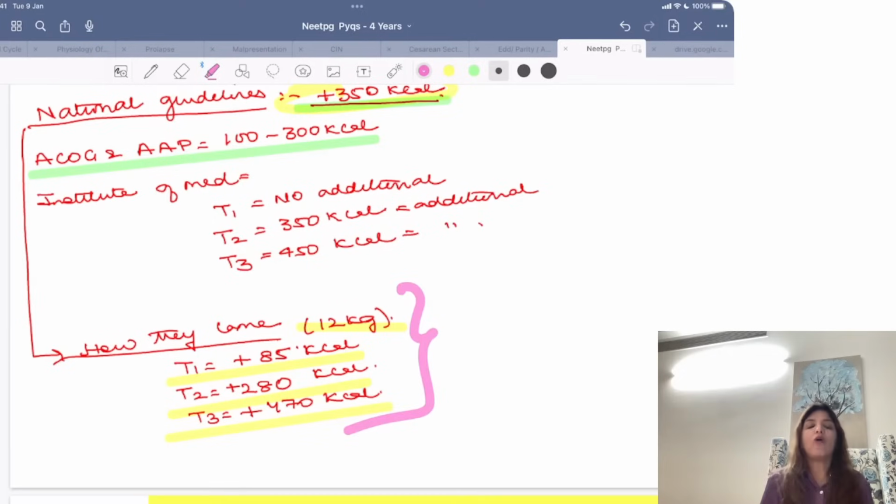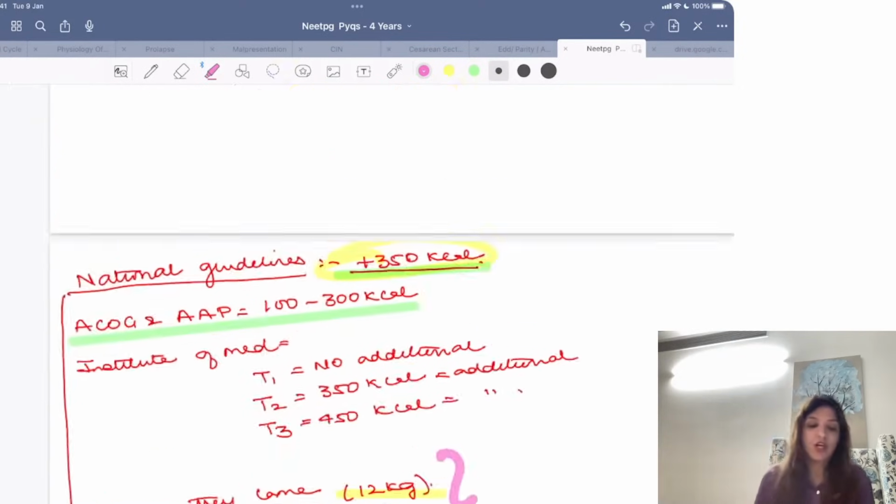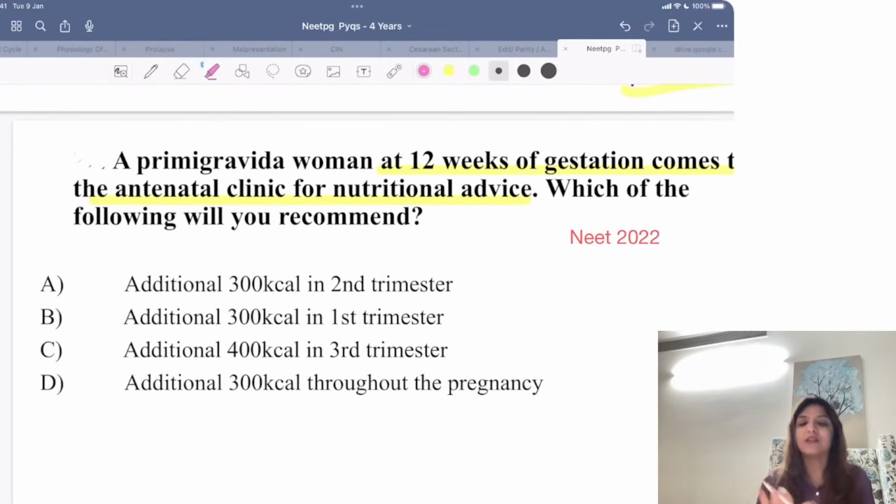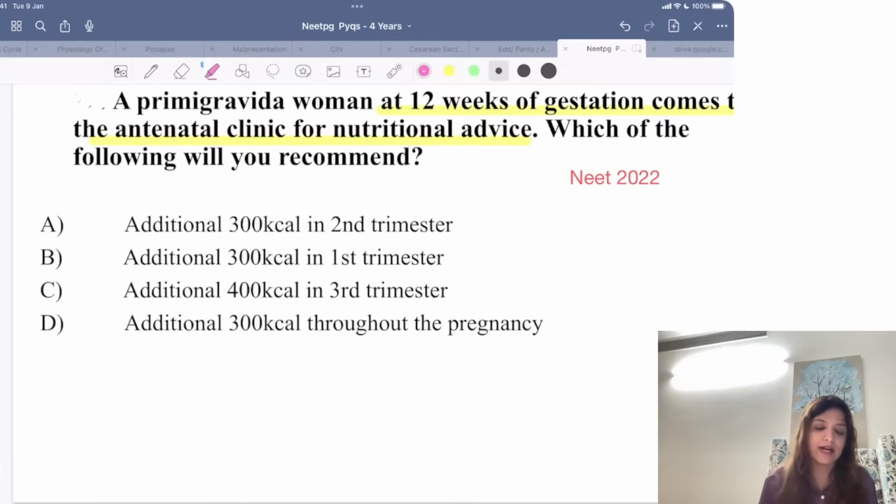Now, according to international guidelines, in the first trimester no additional kilocalories are needed. In the second trimester 350, and in the third trimester 450 kilocalories are needed. So now, keeping our national guideline in mind, answer this question. Additional 300 kilocalories in second trimester. So what did they say?